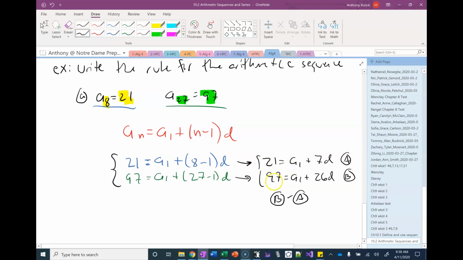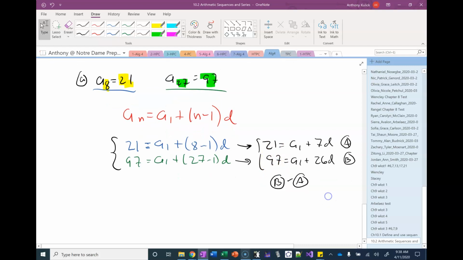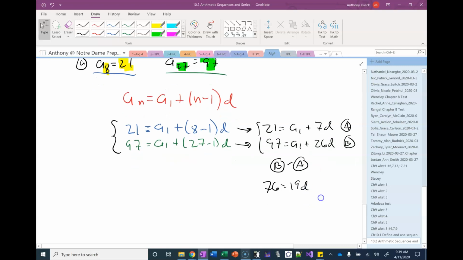So the left-hand side, if I have 97 minus 21, I get 76. A sub 1 minus a sub 1 is 0. And then 26 minus 7 is 19. If I then divide both sides by 19, I get that d is equal to 4.